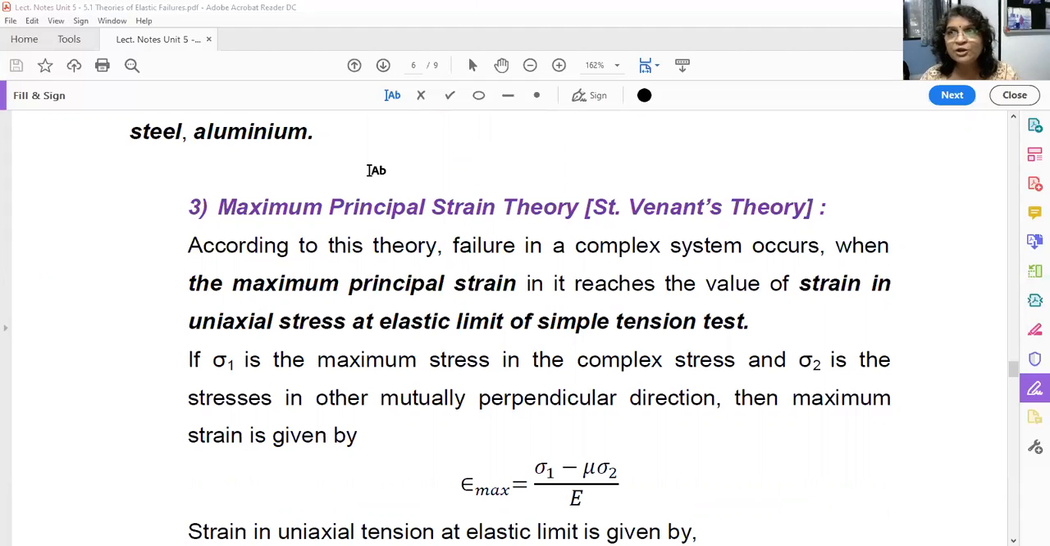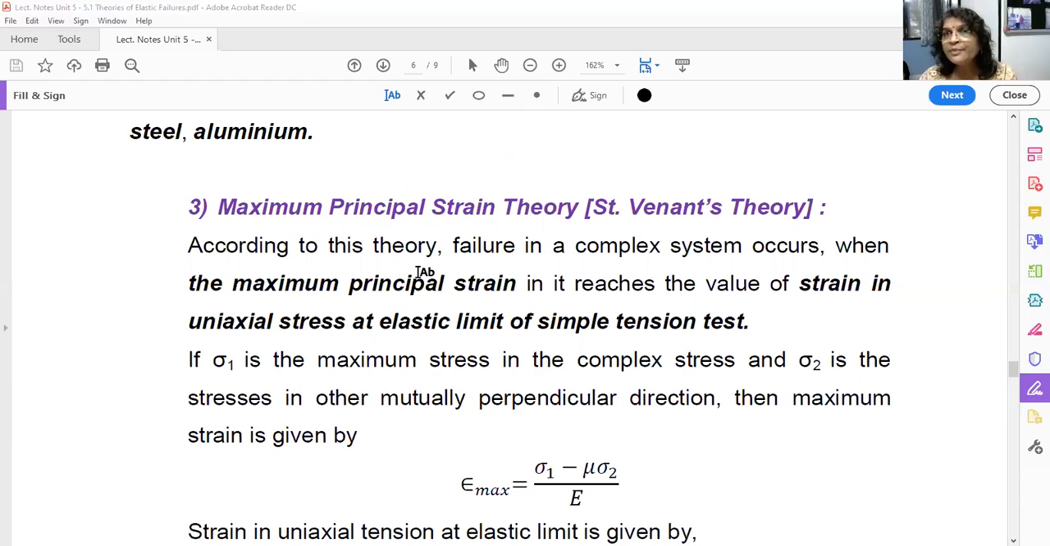Now let us see the third theory, which is based on the strain. You know how to find out strain. What is the basic formula? Modulus of elasticity, capital E, is equal to stress upon strain, that is sigma upon epsilon. So epsilon is equal to sigma upon E. So epsilon is strain. And here we want principal strain. That means epsilon is equal to sigma 1 upon E, like that. So according to this theory, let us read the statement.